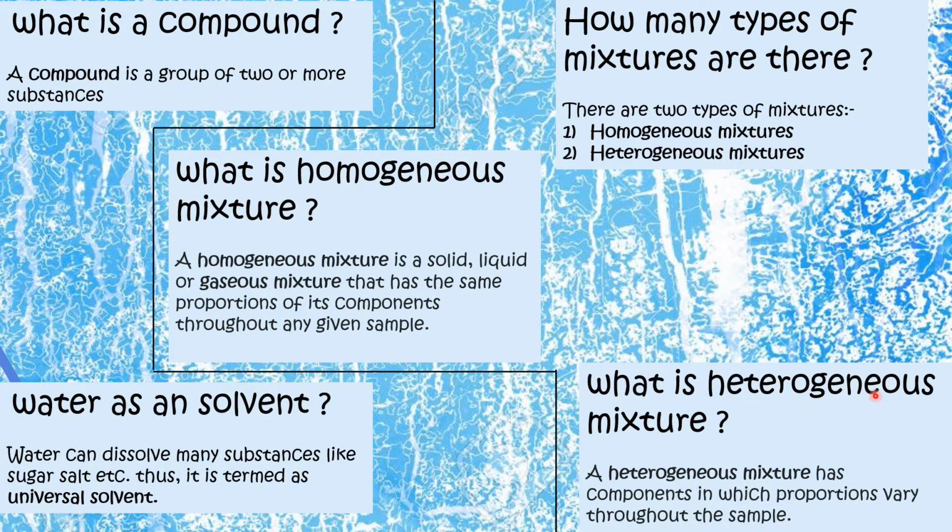What is a heterogeneous mixture? A heterogeneous mixture has components whose proportions vary throughout the sample. If there are lots of components in a mixture that are not equal and not soluble, they are called heterogeneous.